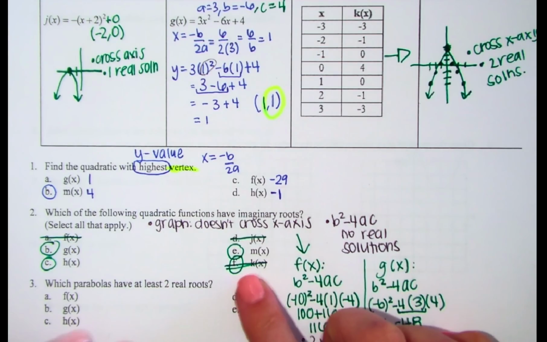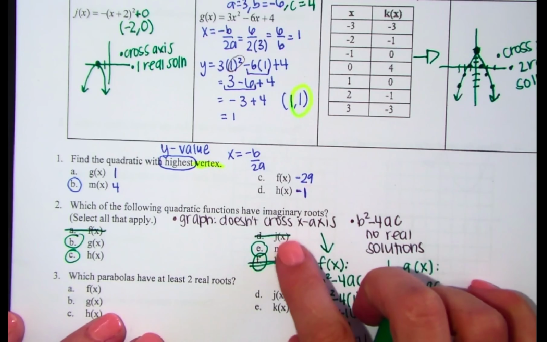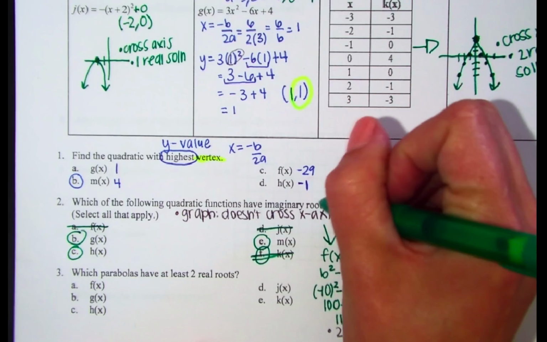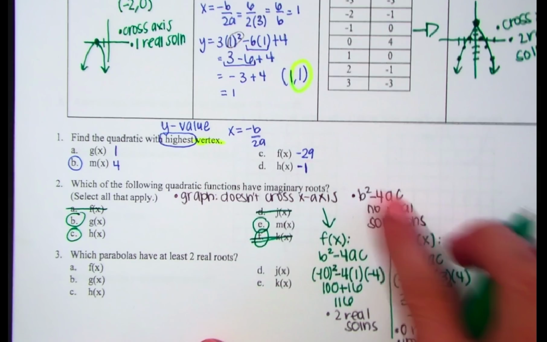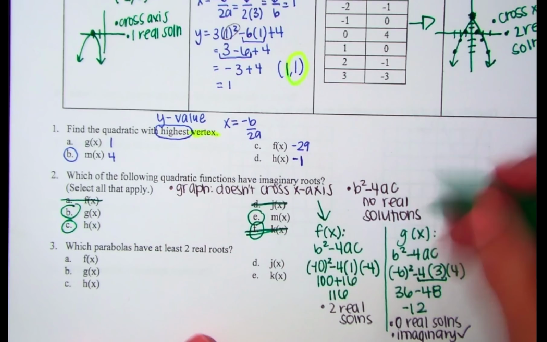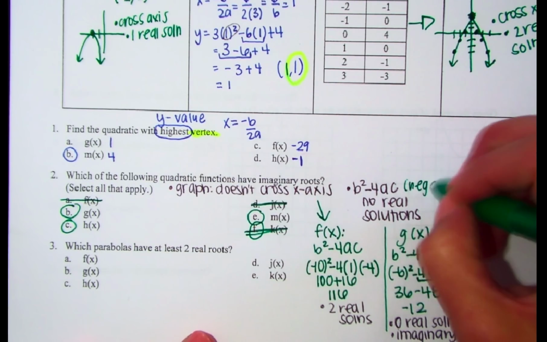I have three answers: g of x, h of x, and m of x. Again, imaginary roots in terms of a graph would mean it doesn't cross the x-axis. And when you use the discriminant, you would get no real solutions or a negative answer.